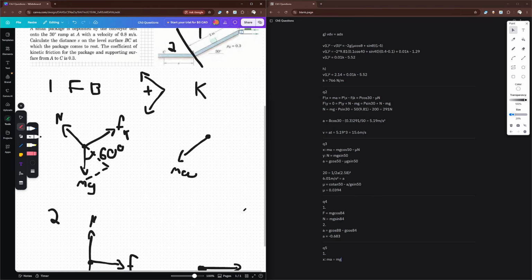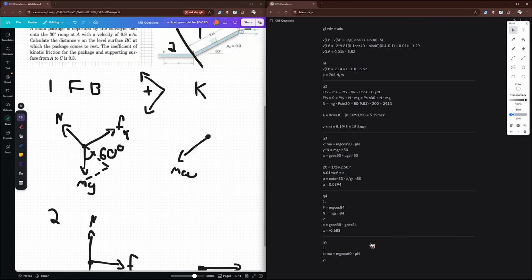So we're going to get that ma is equal to mg cosine of 60 minus our friction, and we just know that's mu n, so I'm going to write that as mu n. We don't know n yet, so let's look at our y direction. We get that there's no acceleration in y, so it's just equal.